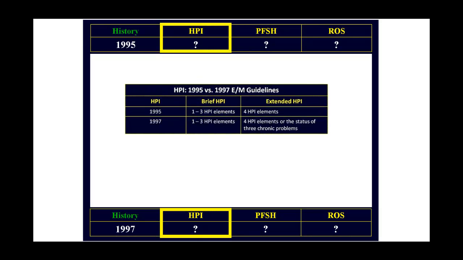There is no difference between the 95 and 97 rules when it comes to documenting a brief HPI, which requires 1 to 3 HPI elements, but there is a difference when it comes to the extended HPI. The 95 rules require at least 4 HPI elements. The 97 rules require 4 HPI elements, or you can comment on the status of 3 chronic or inactive problems.